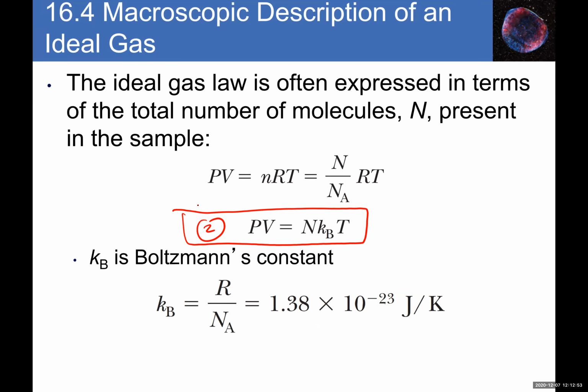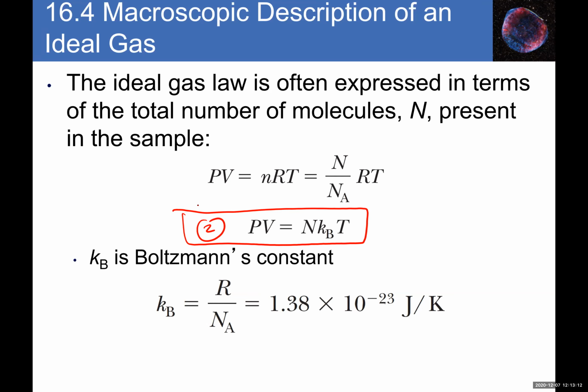So KB is a Boltzmann constant. It's not the same as a spring constant or anything like that. It's a different K. That's why you always make sure to put the KB, the B as a subscript, so we know that it's a Boltzmann constant. It's 1.38 times 10 to the negative 23 joules per Kelvin.